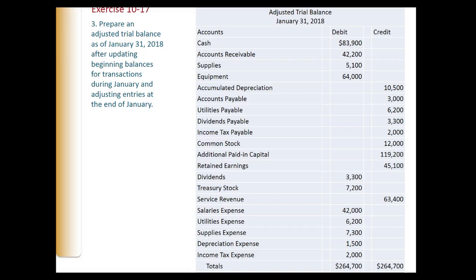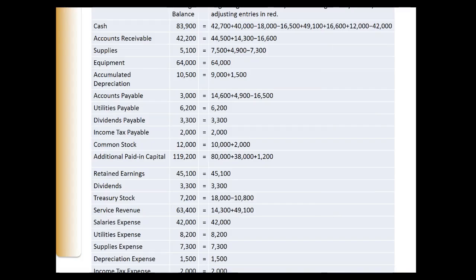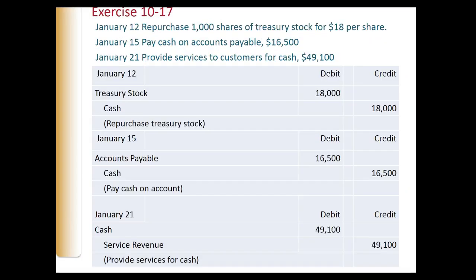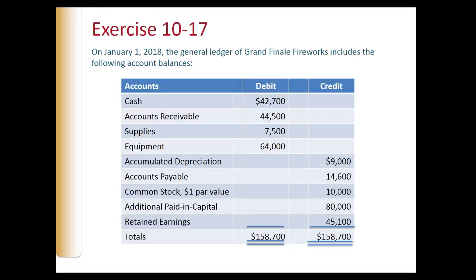So our adjusted trial balance has our debits and our credits spelled out. And as you see here, we will account for each of these balances. So for example, with cash, we began the period at $42,700, and we go through each time we debited or credited cash. So let's take this example. So we start with the cash of $42,700.